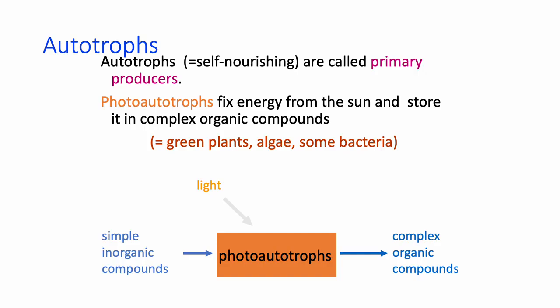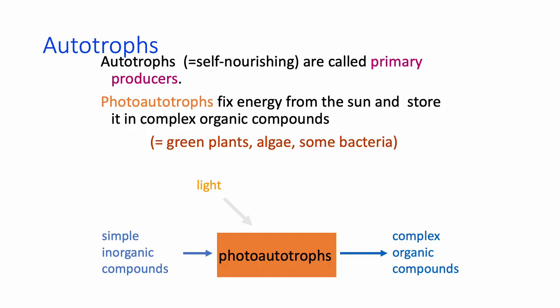I am continuing the previous topic, ecosystem. So today we are learning about the autotrophs. What are autotrophs? The primary producers are called autotrophs. There are different types of autotrophs: photoautotrophs and chemoautotrophs.